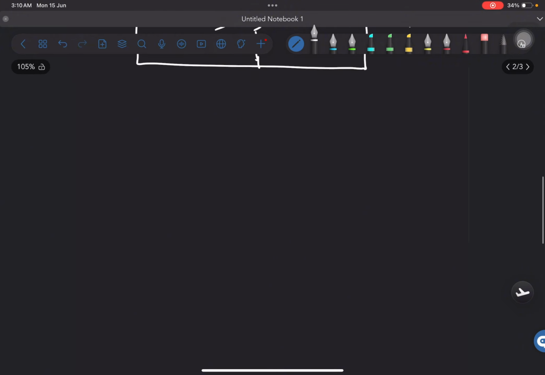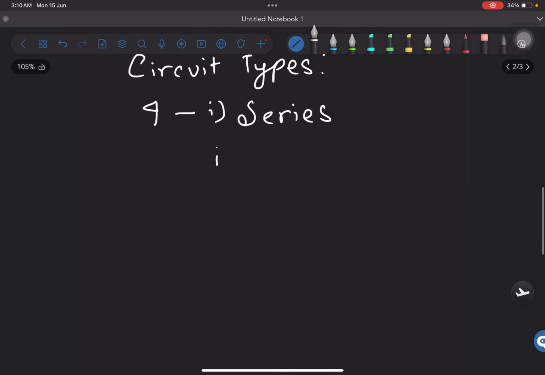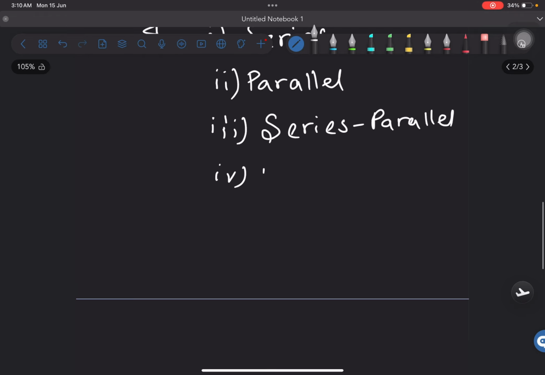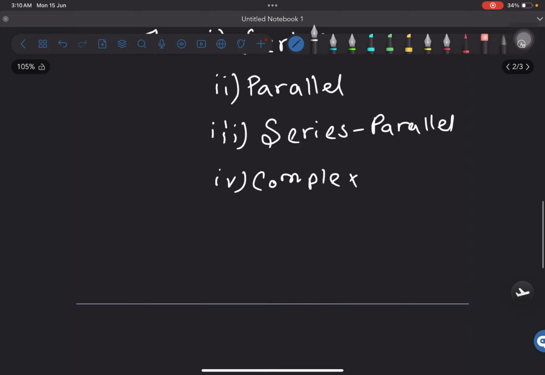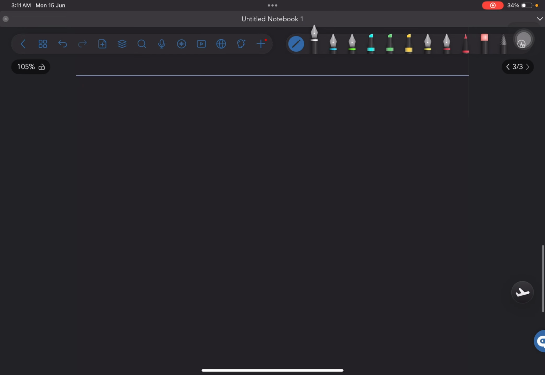So the first thing you need to understand is the circuit types, right? There are 4 circuit types. The first one is series. Second one is parallel. Third one is series parallel, and the fourth one is complex. Now we don't need to worry about complex in this video because that is a bit advanced. We'll only focus on series and parallel for this video.